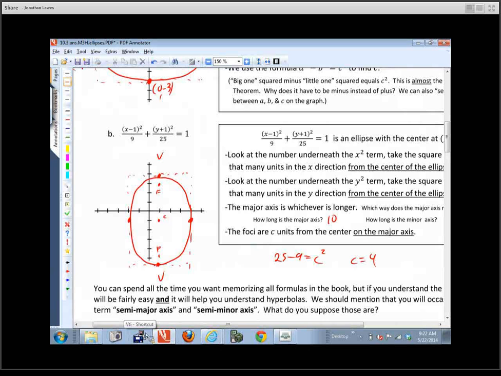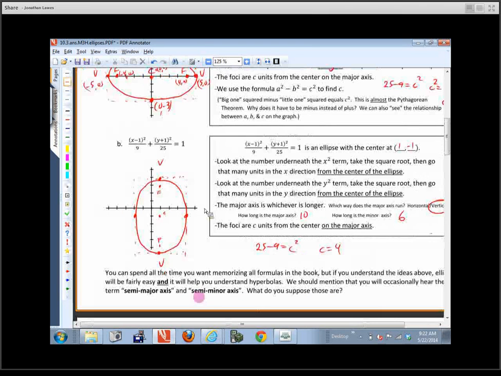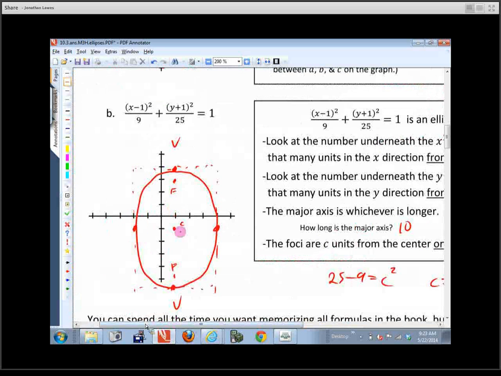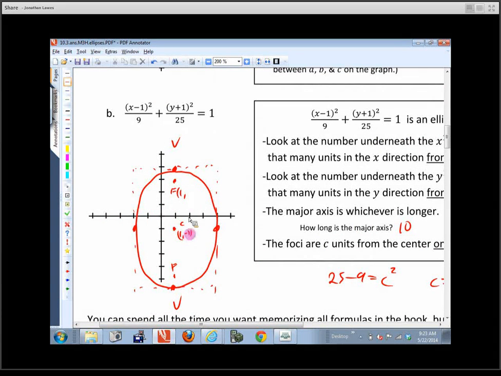And then we just go through and we label everything. So this is 1, negative 1. This is over 1, and we went up 4 from here, so that would be 1, 3. This would be 1, 4. This is 1. We went down 4 from there, so that's going to be negative 5. And this is 1, negative 6.